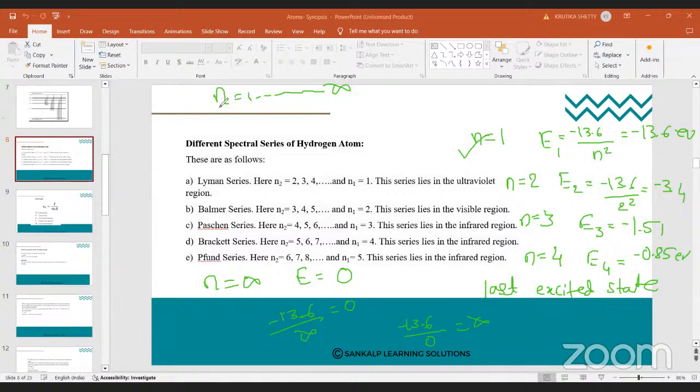Already we have discussed the merits and demerits of Bohr's atomic model. In the last class it is already completed. If you want, we will revise it once and then go to the next point.